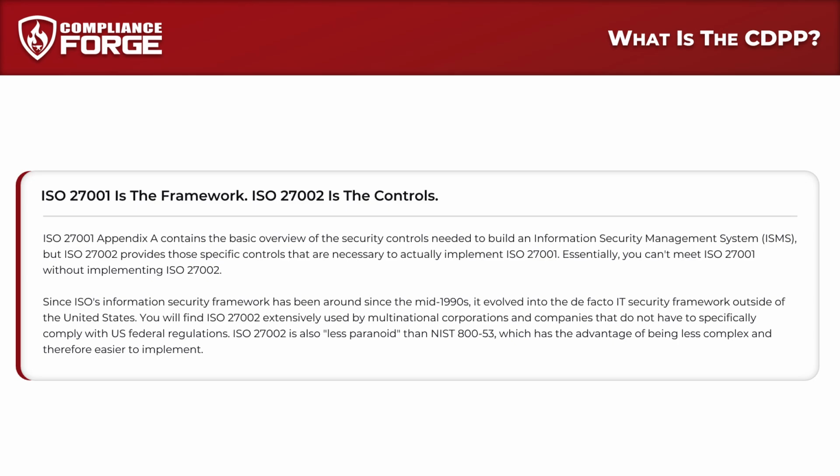Because ISO's Information Security Framework has been around since the mid-1990s, it evolved into the de facto IT security framework outside of the United States. You will find it extensively used by multinational corporations and by companies that do not have to specifically comply with U.S. federal regulations. It is also less paranoid than NIST 800-53, which makes it less complex and therefore easier to implement.